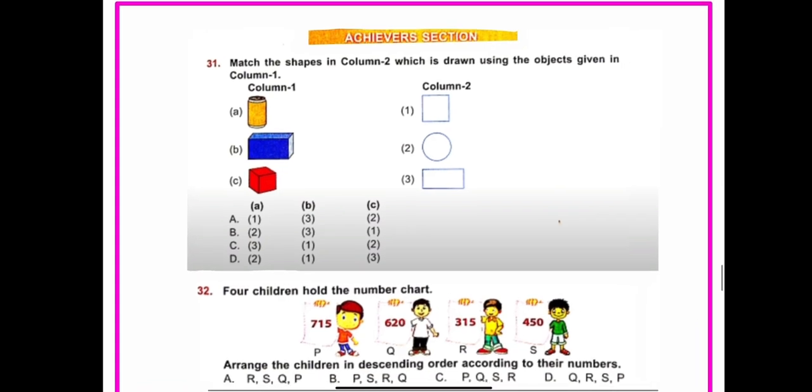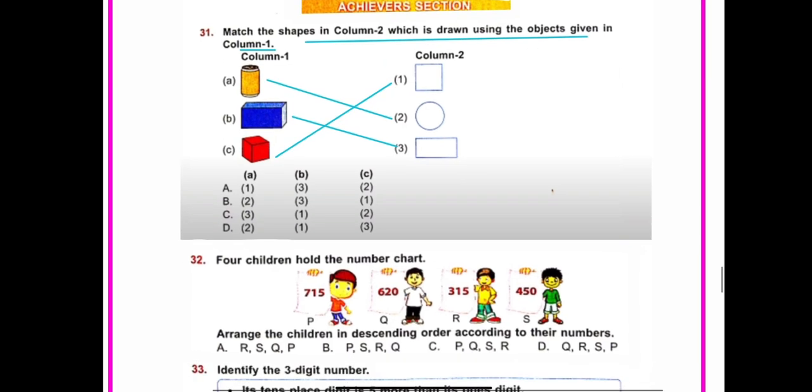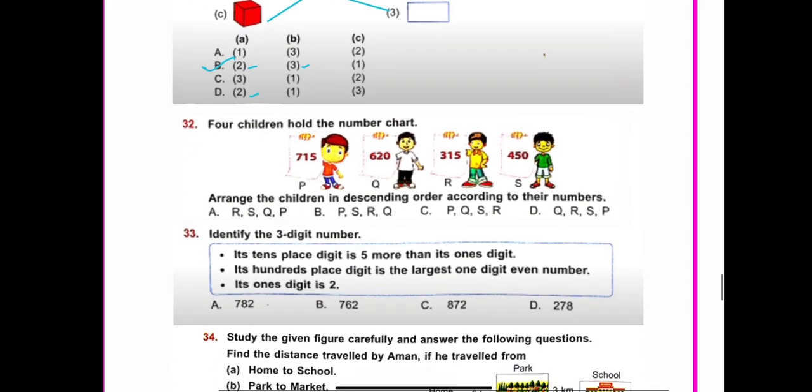So question 31. Match the shapes in the column 2 which is drawn using the objects given in column 1. Okay. So first this can is given, then this rectangle shape, and then this is the cuboid, square. So A is 2 here and here, and B is 3 here only, so option B is correct, and C is 1 obviously.